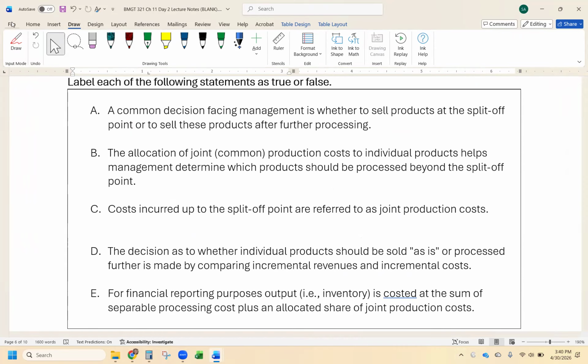So the first one says, a common decision facing management is whether to sell products at the split off point or to sell these products after further processing. True or false?